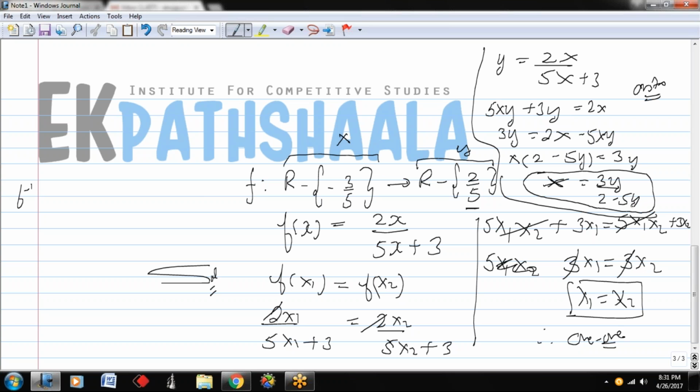f inverse will be simply by replacing y with x. It becomes 3x upon 2 minus x. Is that okay? Yes, sir.